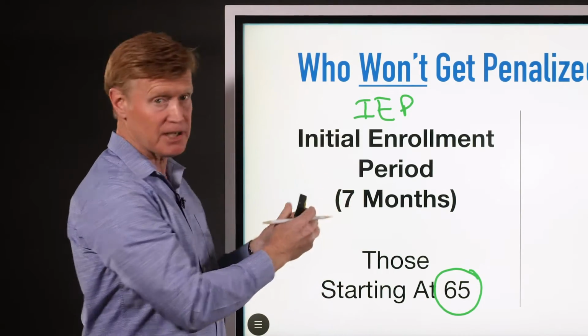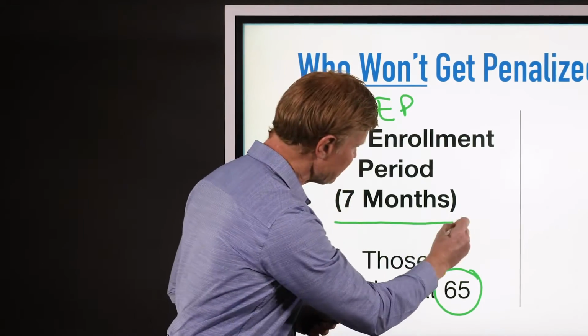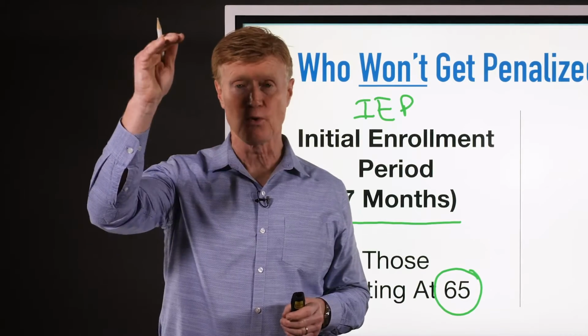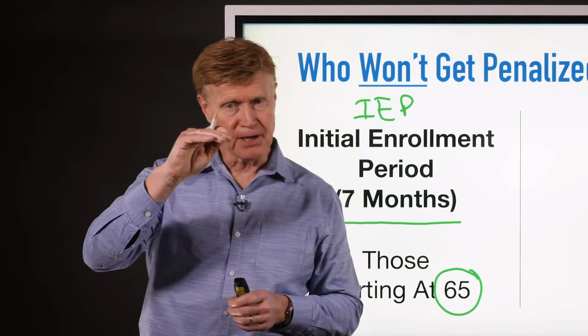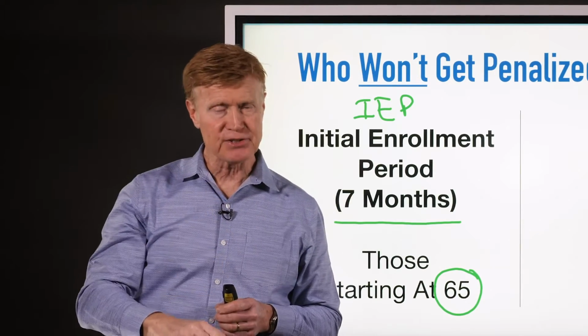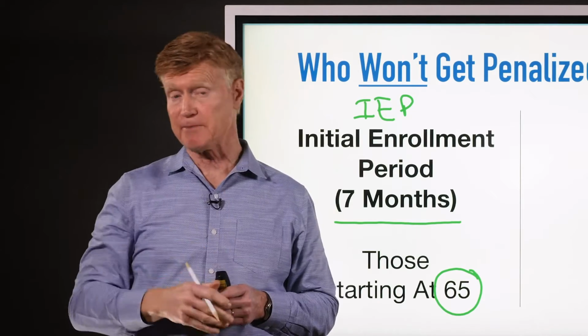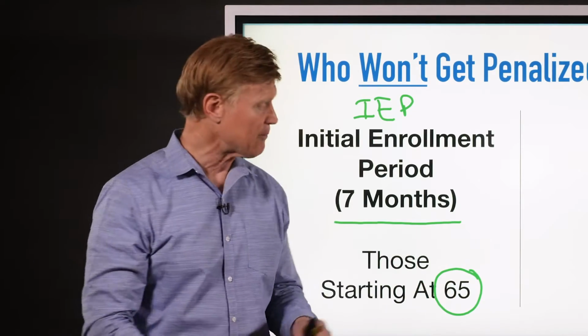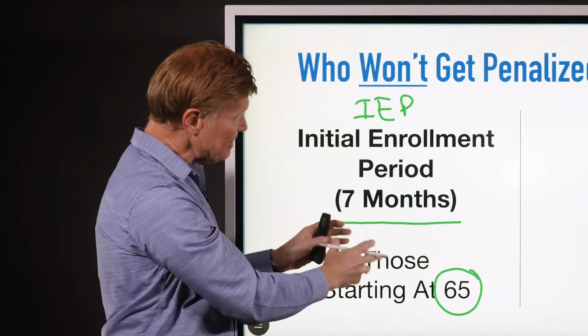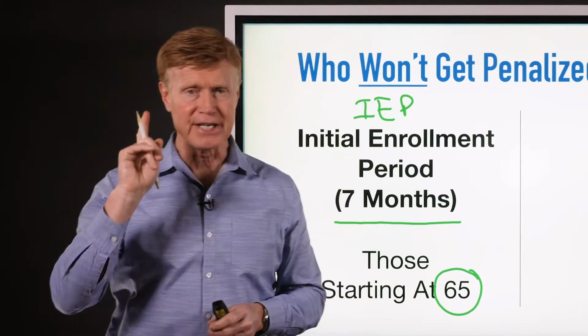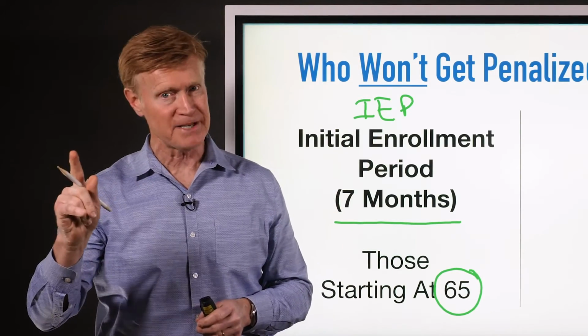This is when you must come into Medicare during this 7-month period of time. That is 3 months before your 65th birth month, the month you turn 65, and then 3 months after. So 3 months before, month of, 3 months after. During that 7-month period of time, we're going to come into Medicare. And when we come in during this initial enrollment period, we are not penalized for A or for B.